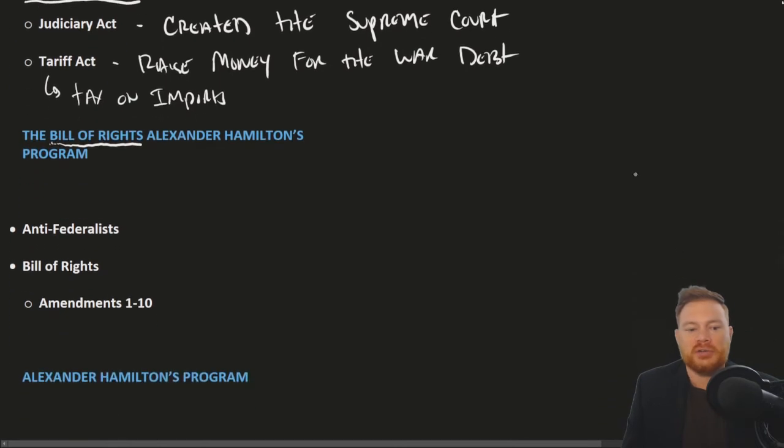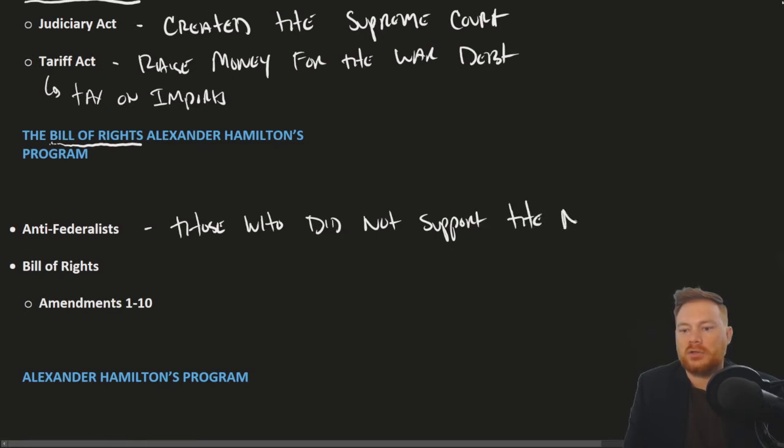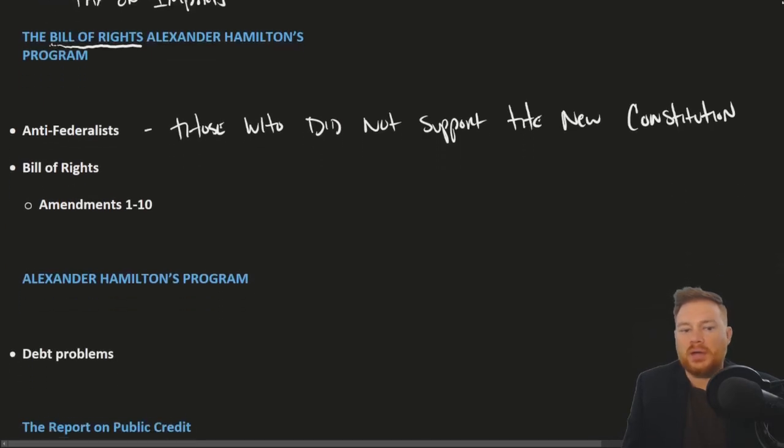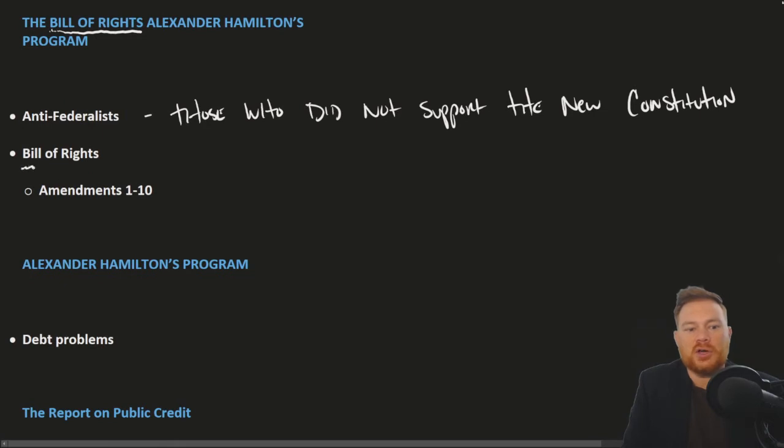And so the first Congress, here we have Anti-Federalists, we'll just make a note, those who did not support the new Constitution. And they demanded a Bill of Rights, and the first Congress passed it. This became the first 10 amendments to the Constitution.